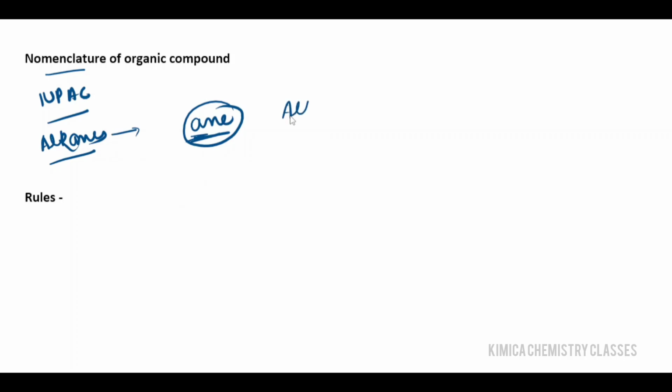In alkyl, the alkyl group is obtained by removing one hydrogen from the alkane. In alkanes we write methane, but in alkyl we write methyl. This is the difference. Ethyl, propyl, and so on. Some simpler substituents with branched chains are often given common names like isobutyl, sec-butyl, tert-butyl, etc.